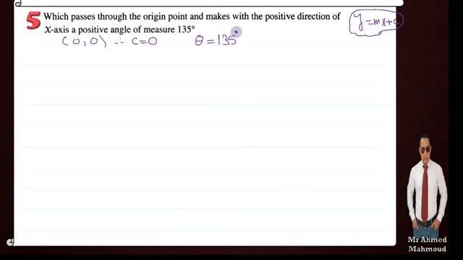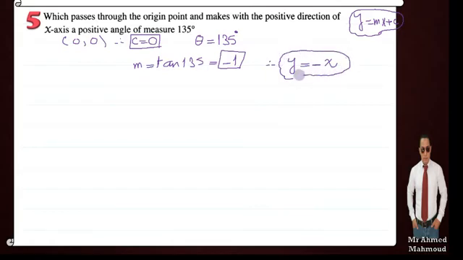We studied before, if we have a theta, then m, or the slope, equals tan theta, which is tan 135, which is equal to negative 1. So I have c equals 0, m equals negative 1. Therefore, the equation is y equals negative 1 x, which is negative x, plus 0, but I don't write 0. This is the equation of the straight line.